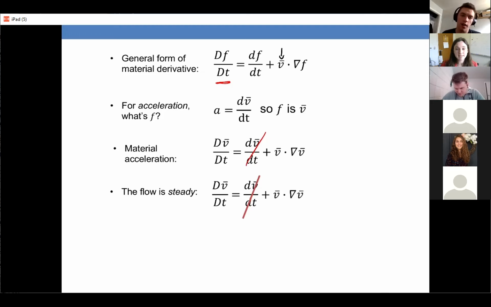Can I say something, Dr. Nickerson? Yes. Is this kind of like maybe when you dot the v and the del f, is it kind of like a chain rule thing? If you think about v, it's dx/dt i plus dy/dt j plus dz/dt k, and then once you multiply those out, the dx's cancel and the dy's cancel, and you're left with stuff that's df/dt. I think that would work, and then you're adding df/dt and then plus df/dt, right?